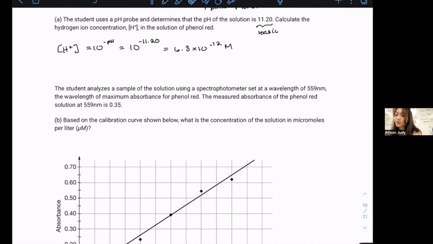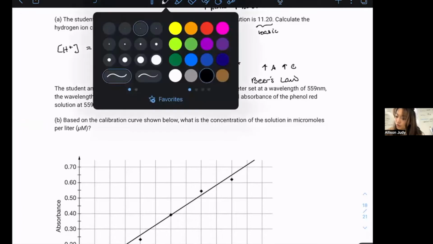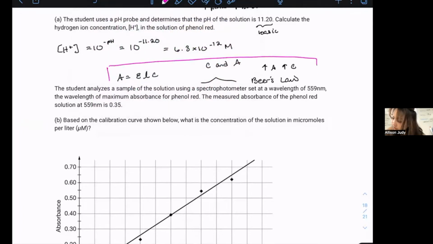So then we are told that the student analyzes a sample of the solution using a spectrophotometer. Well, we know, by the way, Beer's law, spectrophotometry creates a relationship between concentration and absorbance, right? So the higher the absorbance, the higher the concentration of the sample, according to Beer's law. This is totally Beer's law, where A equals molar absorptivity times the length of the path cell times concentration. Okay, so that's just a quick review of the Beer-Lambert law and spectrophotometry.